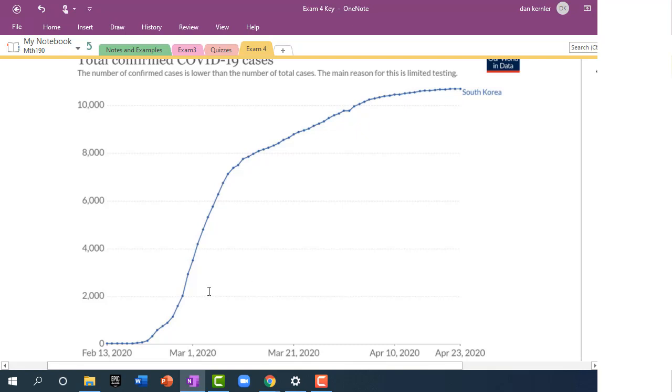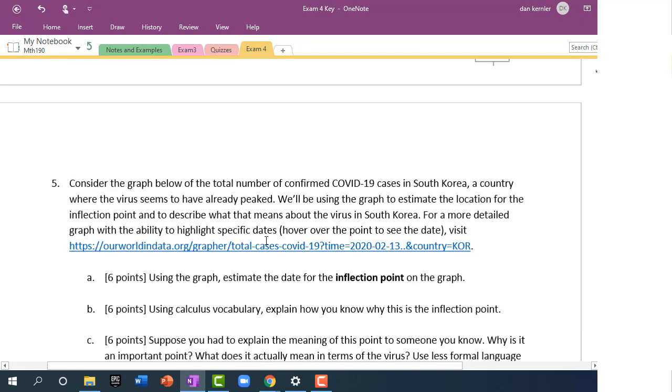So inflection point is when the concavity changes. You can see it happens. It's definitely concave down here. It's definitely concave up here. So somewhere in here, maybe like right here or right here, something like that. It's kind of hard to tell. I mean, I'll accept any answer in there.